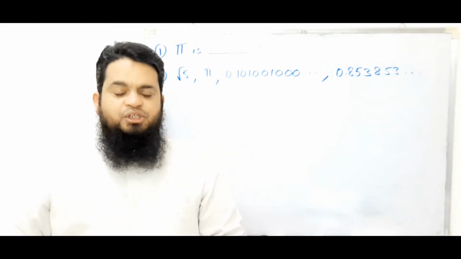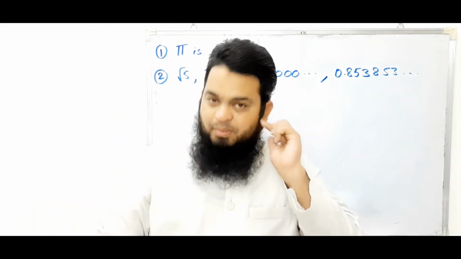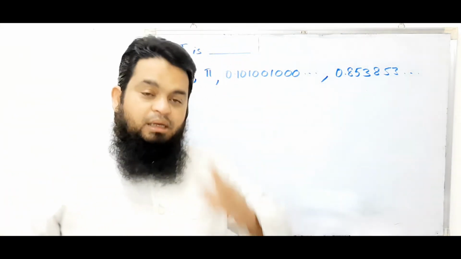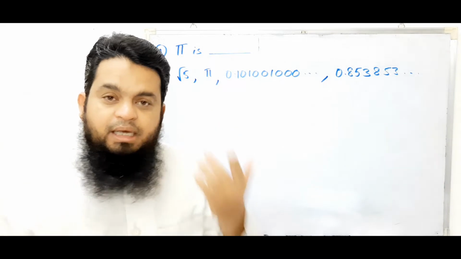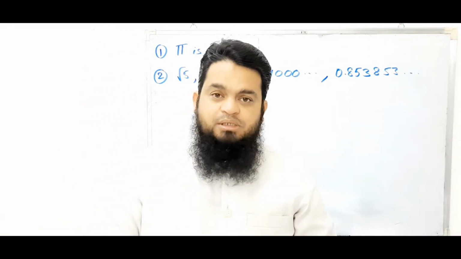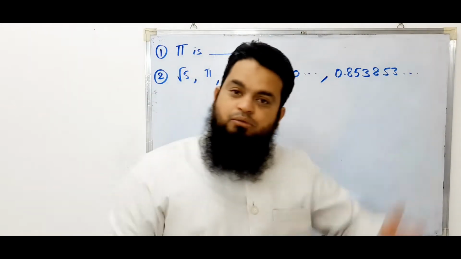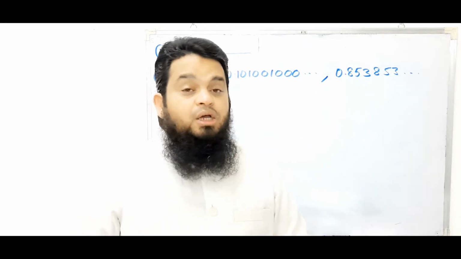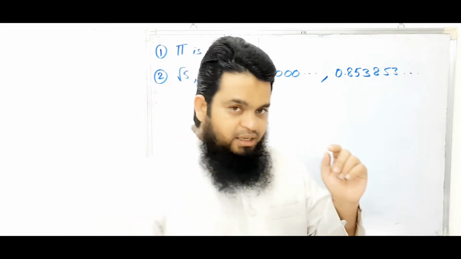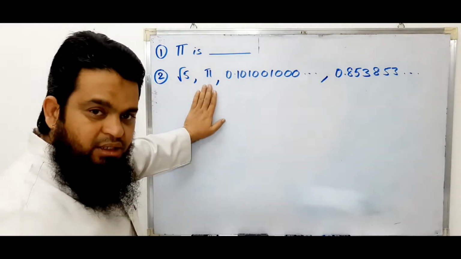Yes, we have seen rational numbers. Rational numbers are the numbers which can be in the form of p by q. Here no number is given in p by q. And the second definition what we know is rational numbers are terminating decimals, or non-terminating but repeating. No option is terminating. Yes, we have studied that root 5 is irrational, pi is irrational.